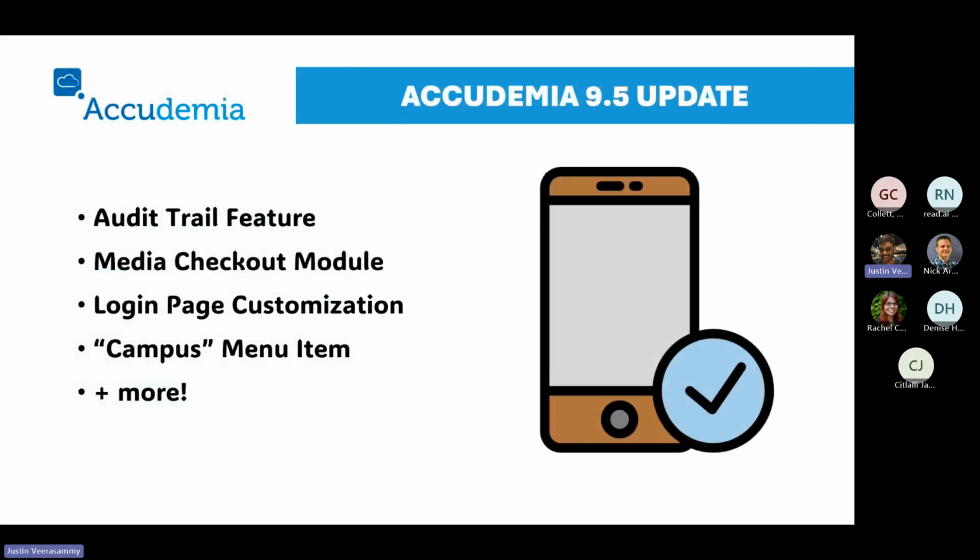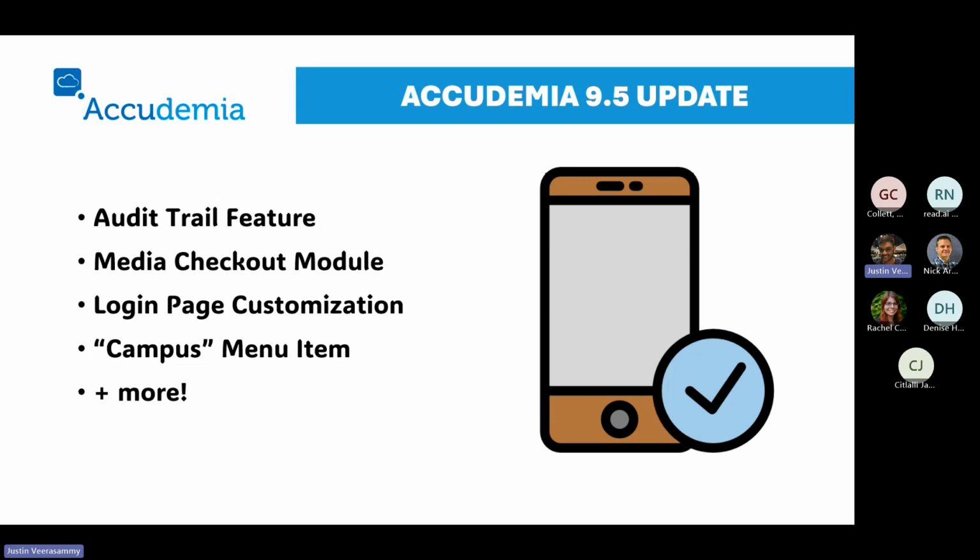All right, so there are a few new features that were released with this update, including the new audit trail, the media checkout module, the ability to customize the login page for anyone to see who doesn't have single sign-on on their account. There's a new campus menu item, and some minor improvements were made to existing features.